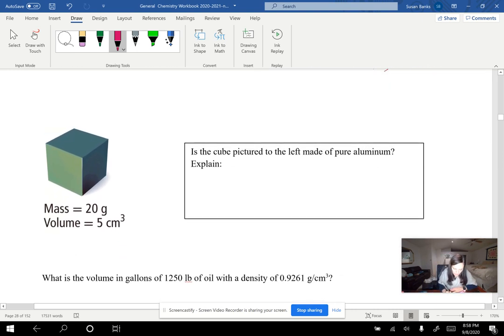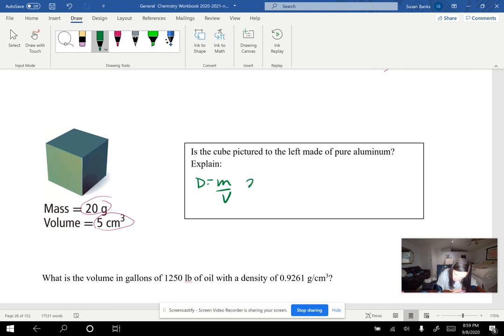I've got a cube with a mass of 20 grams and a volume of 5. Is that going to be made of aluminum? Remember, density is mass divided by volume. So I'm going to take the 20 grams and divide it by 5 centimeters cubed. 20 divided by 5 gives me a density of 4 grams per centimeter cubed.